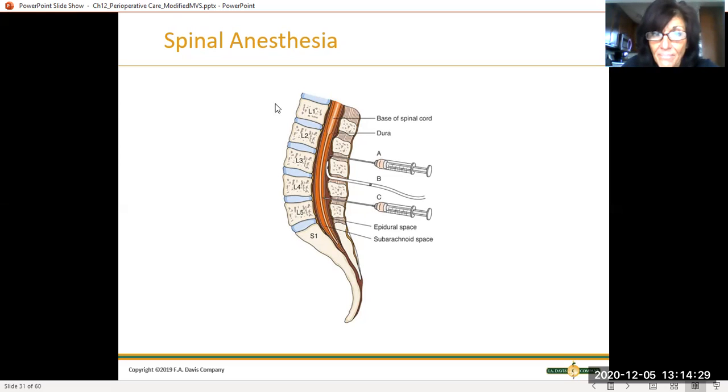So if you look at A, you can see that it's going in. This is lumbar 2, lumbar 3, right? So it's going in between. This one's going even lower, in between lumbar 4 and lumbar 5, right? Depending on where it is placed, the nerves that emanate from in between these vertebrae from the spinal cord are the body parts that will be numbed, okay?